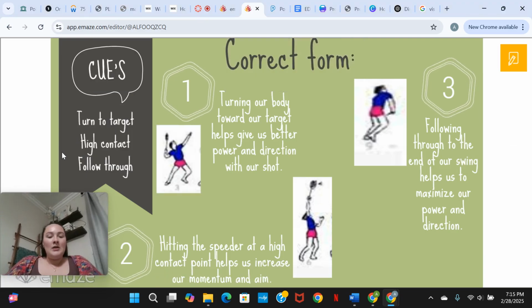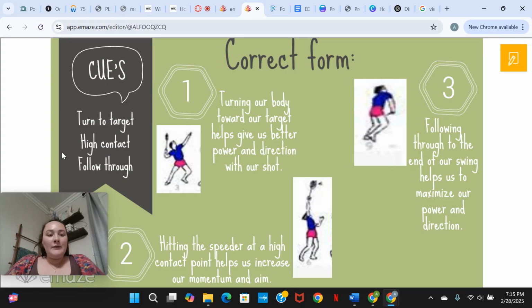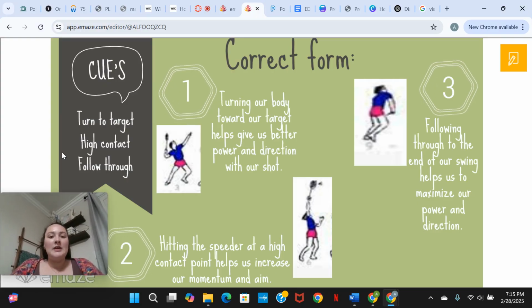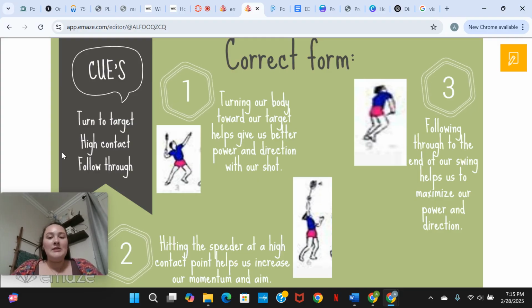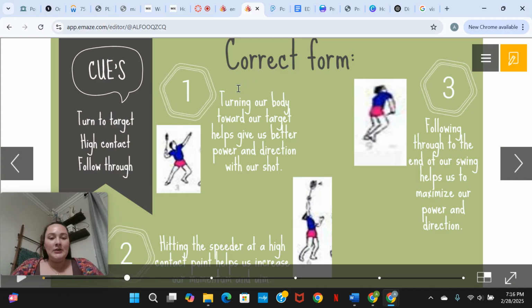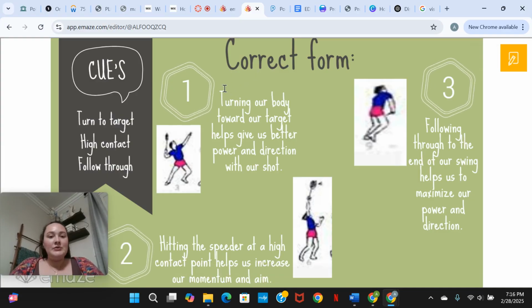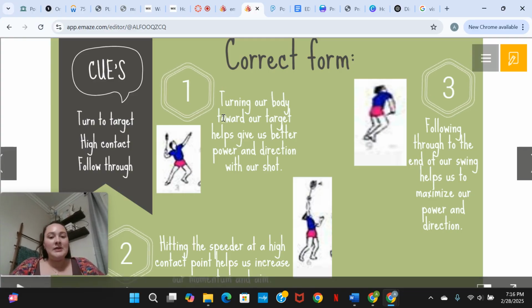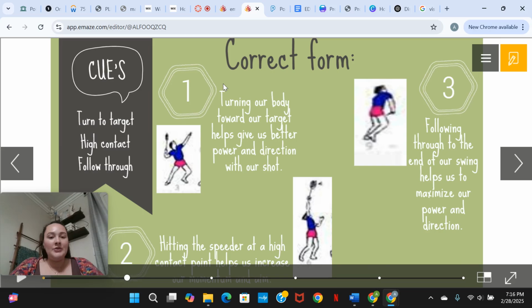Okay. So, when it comes to correct form, there are three important cues that we need to remember that'll help us keep track of a correct form for the overhead clear. So those three cues in order are turn to target, high contact, and follow through. So for the first cue, it's important to turn our bodies toward the target. And by doing this, it'll help give us better power and direction with our shot.